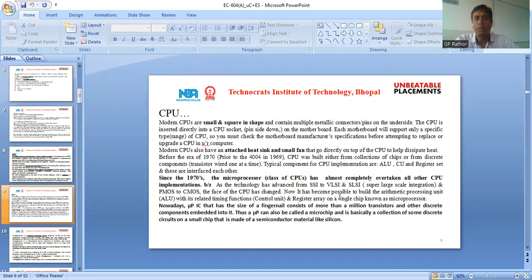Now, it has become possible to build the arithmetic processing unit with its selected timing function and register array on a single chip known as a microprocessor. Nowadays, a microprocessor IC that has the size of a fingernail consists of more than a million transistors and other discrete components embedded into it. Thus, a microprocessor can also be called a microchip and is basically a collection of some discrete circuits on a small chip that is made of semiconductor material like silicon.